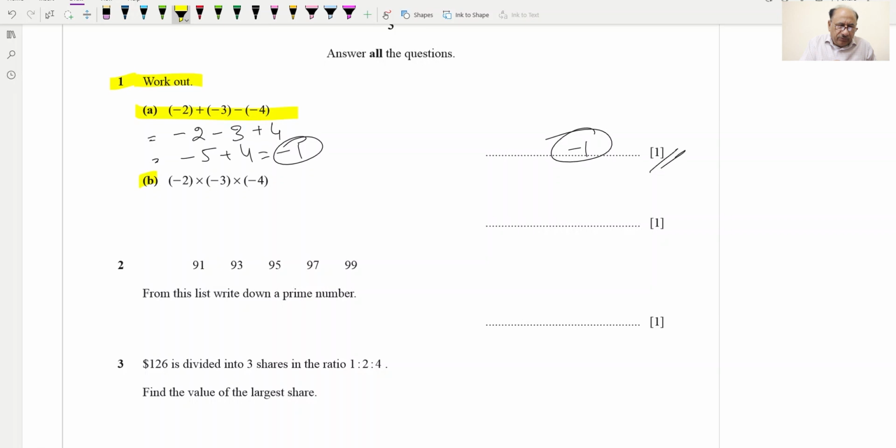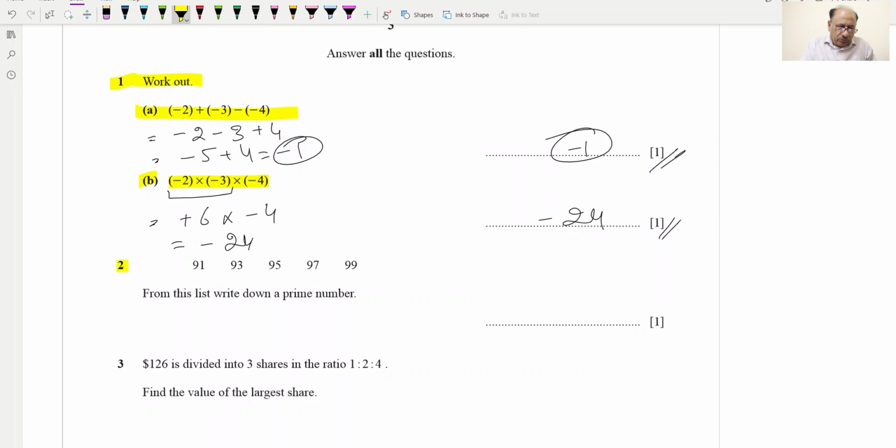Similarly, in the B part we need to simplify. If we open the first two terms, minus 2 into minus 3 will be plus 6, and multiplying by minus 4, this will be equal to minus 24. So minus 24 will be the answer for 1 mark.